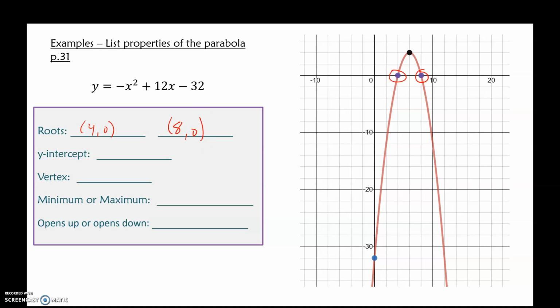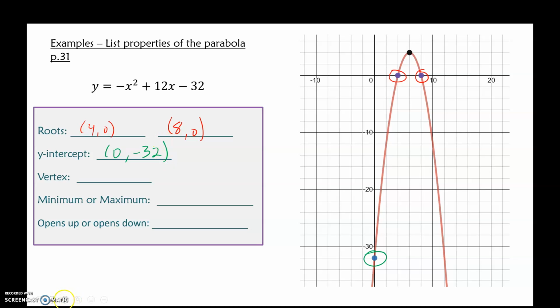What point does it cross the y-axis at? The y-intercept, I'll do in green, it's right here. That's where it crosses the y-axis. So that's at negative 32. So x value of 0, y value of negative 32.